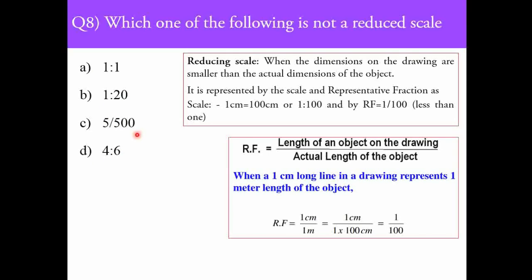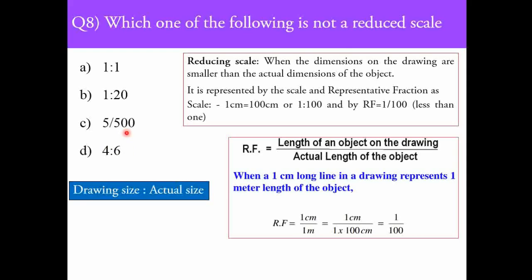Now here you can observe the reduced scale options given. The left side value is always what we are taking for the drawing purpose, and the right side value is always given to us, that is the actual size. Now suppose for the fourth option, the actual size given is 6, suppose 6 mm, and we are using 4 mm. Here 6 is the original dimension and 4 we are taking, that is the reduced one, so it is a reduced scale.